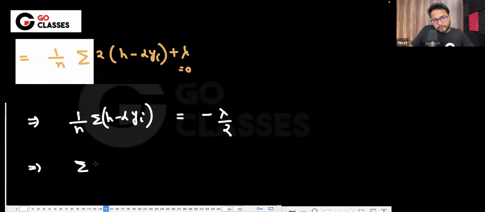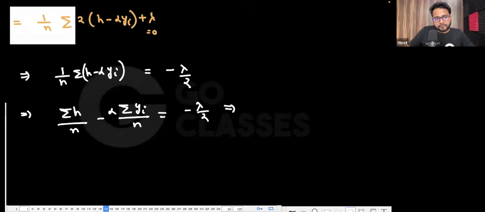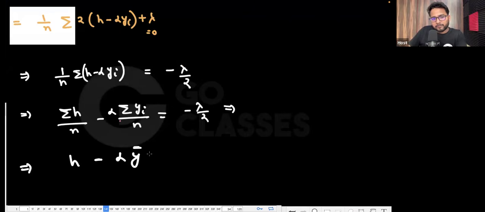And now you can just further expand this summation. Alpha yi divided by n equal to minus lambda by 2. This is just h, because this is nh divided by n, so this is just h. So you can write it like this: this is h minus alpha, and this is y bar. The notation is already given here, that this is y bar. With n divided by n, h minus alpha y bar equal to minus lambda by 2. From here, if you find h, it will be alpha y bar minus lambda by 2.